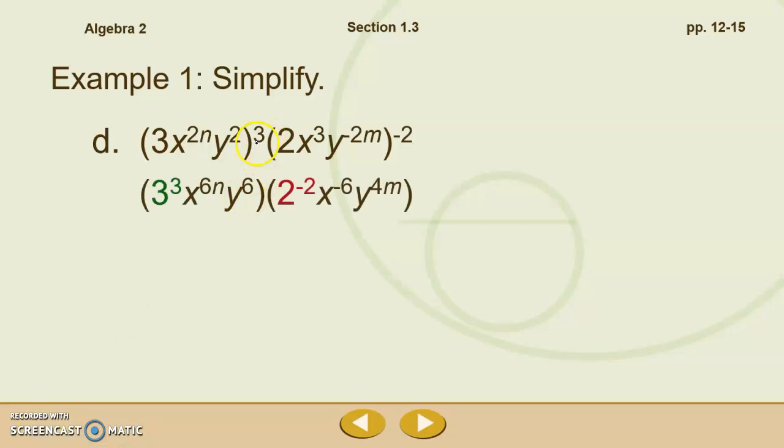First thing we're going to do is distribute these exponents that are outside the parentheses to everything inside the parentheses. And when we combine our like terms and simplify, we get 27 over 4, x to the 6n minus 6, y to the 6 times y to the 6 plus 4m. And we cannot simplify it beyond that point, since we cannot combine these because they have variables.